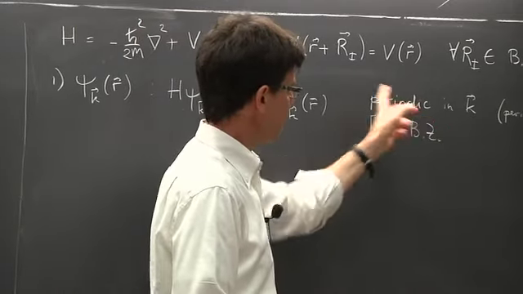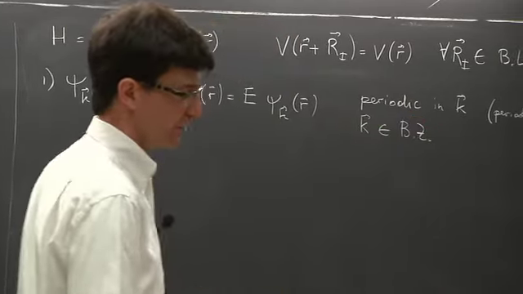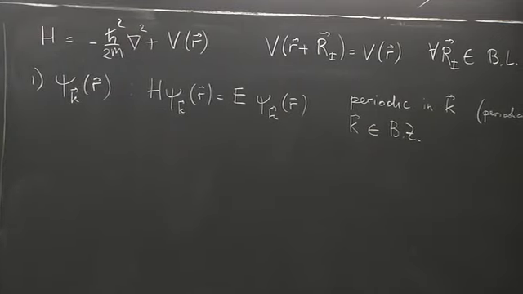And the solutions are periodic in K, and K, therefore, can be restricted to the Brillouin zone, to the unit cell. We don't need to go outside.